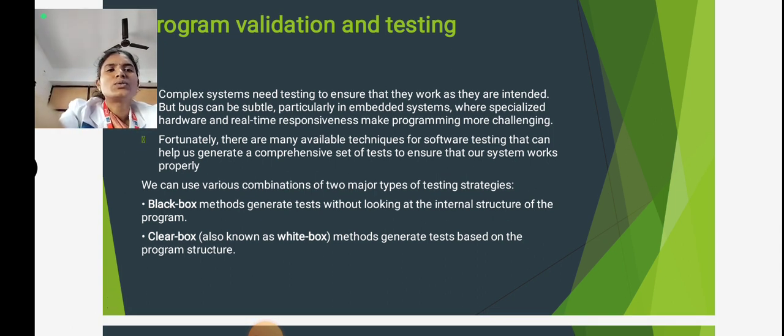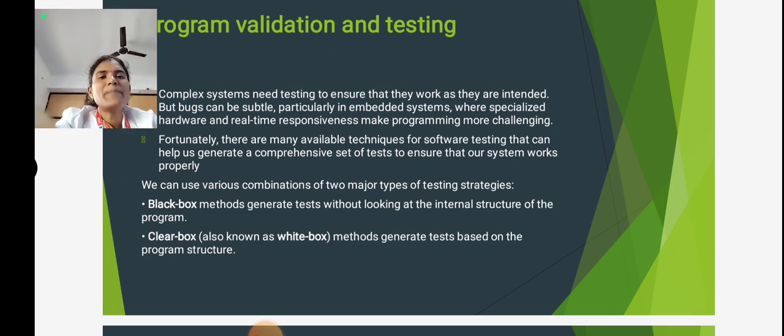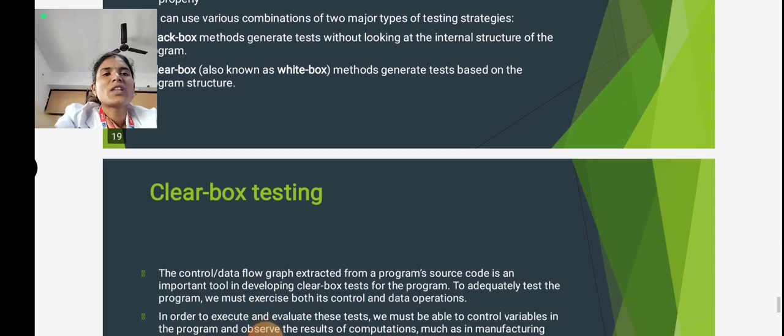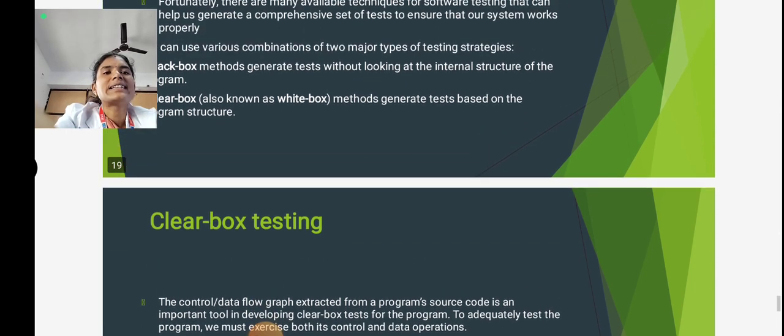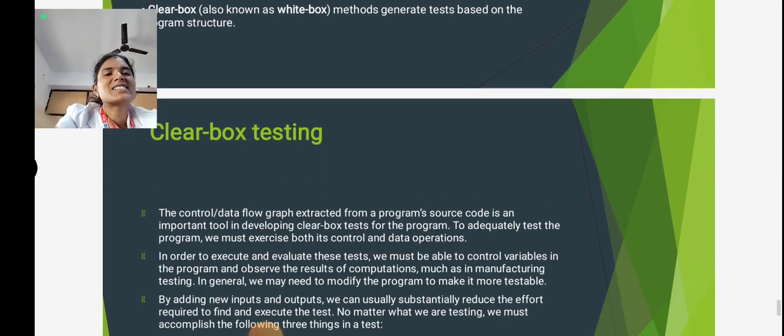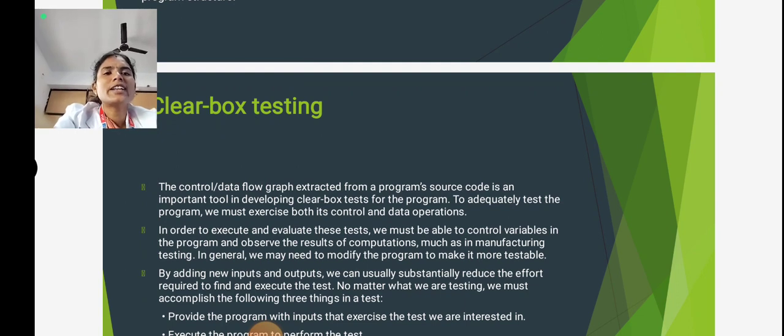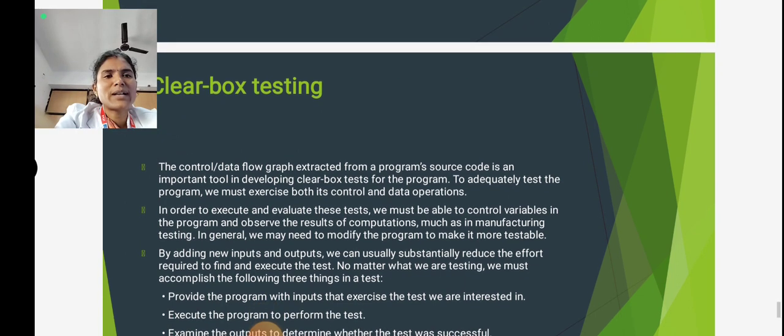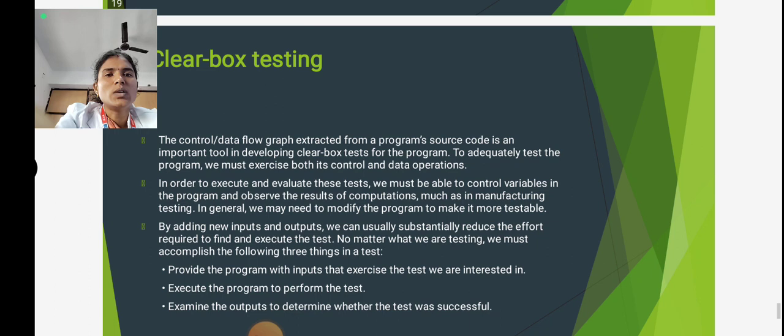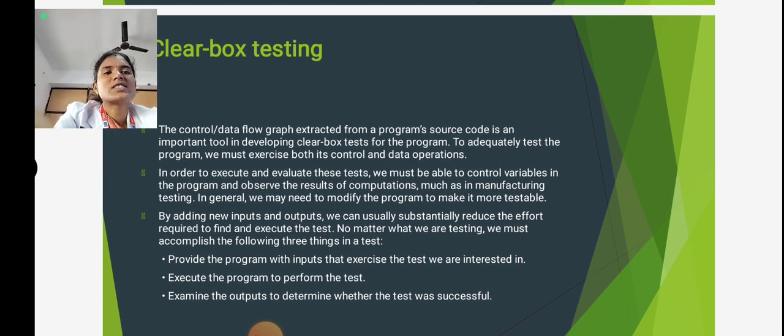There are two main types of testing strategies, used in various combinations in embedded programming. The first one is clear box and the other one is black box. Clear box is also called white box. A white box method generates tests based on the program structure. The control and data flow graph extracted from a program's source code is an important tool in developing the clear box test for the program.